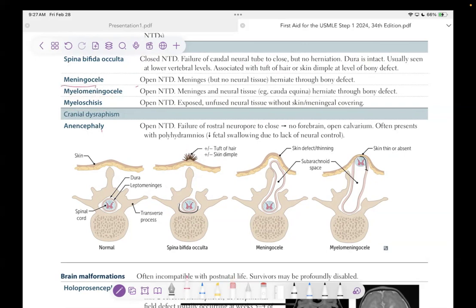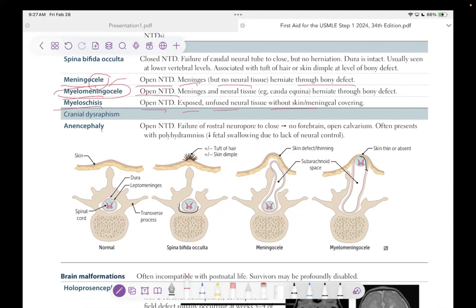Let's go to meningocele. It is an open neural tube defect, because whenever we see sealed meninges, the meninges come out, but not neural tissue, through the bony defect. Myelomeningocele, as the name suggests, we know that both meninges and the neural tissue come out of the open tube, and myeloschisis is an open tube with exposed unfused neural tissue without the skin.